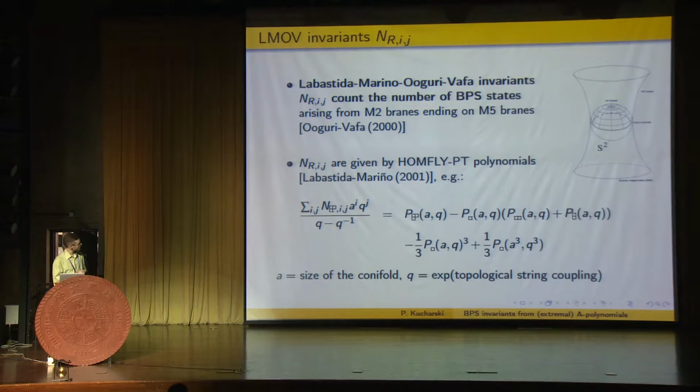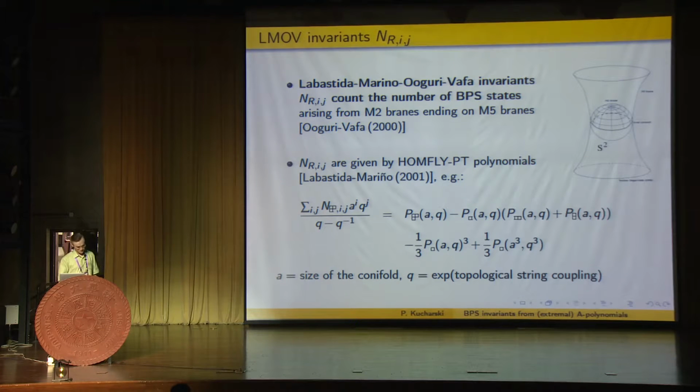N_{R,i,j} are given by HOMFLY-PT polynomials colored by representations of SU(N). Each P is a polynomial in A, describing the size of the conifold, and Q being the exponent of the topological string coupling. Unfortunately, the dependence is complicated and nonlinear, so values of N_{R,i,j} were known only for representations with a small number of boxes.